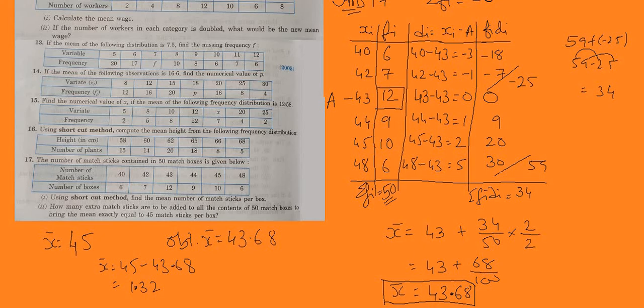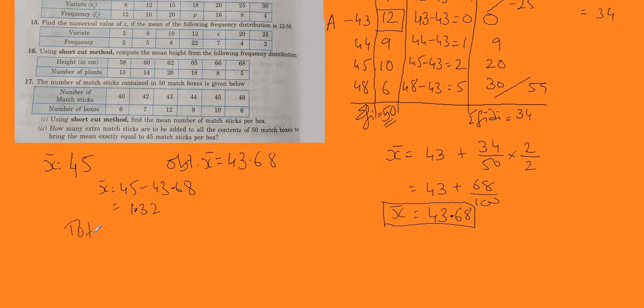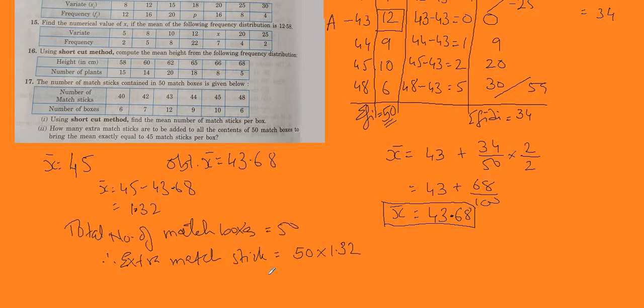And what is the total number of boxes? The total number of boxes is equal to 50. Therefore, extra matchsticks is equal to 50 multiplied by 1.32. That will give you 66 matchsticks. So this is our answer.